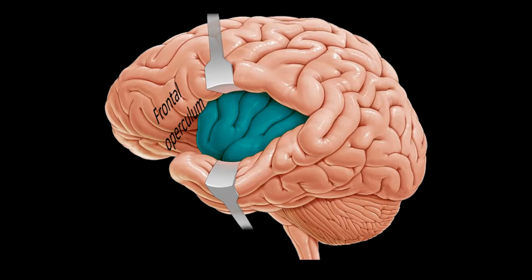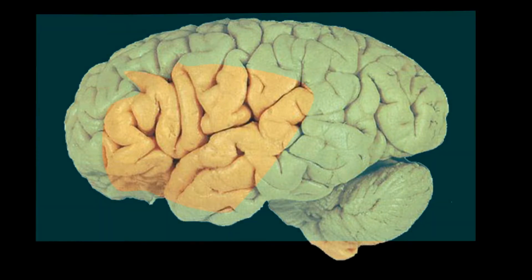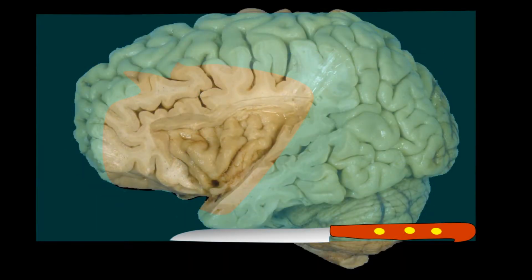The anterior upper edge is called the frontal operculum. The posterior superior edge is called the parietal operculum. And the inferior edge is the temporal operculum. This specimen I will use to simulate a dissection aimed at viewing the insula. The unshaded area will be removed, and now you will see the insula behind.